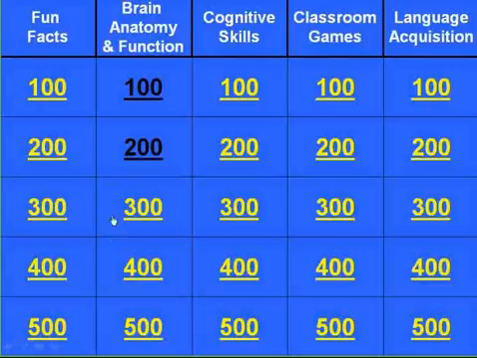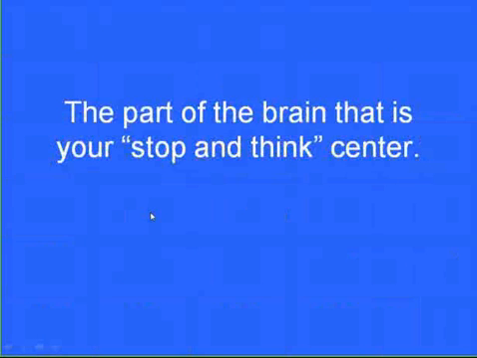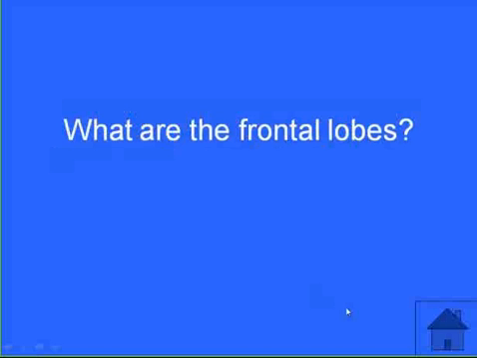Okay. Let's do cognitive skills. Well, no, actually, we have to do brain anatomy because those are the only ones that I filled in. Brain anatomy for 300. The part of the brain that is your stop and think center. So this is the part of the brain where you make decisions, where you inhibit impulses, where you plan, strategize, and all those kinds of things. And so, of course, the correct answer is going to be, what are your frontal lobes?